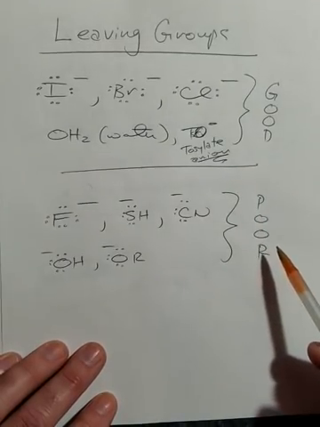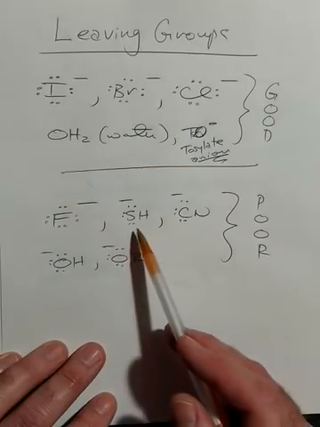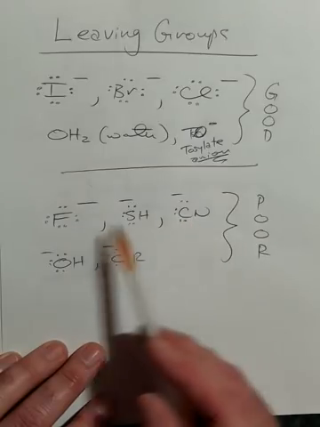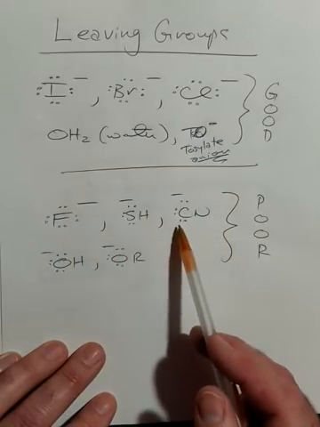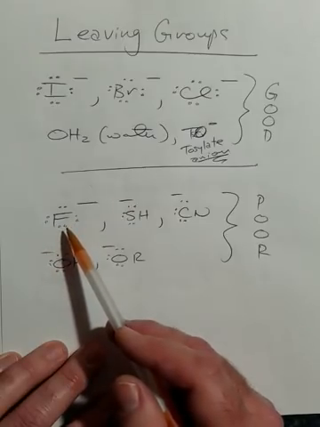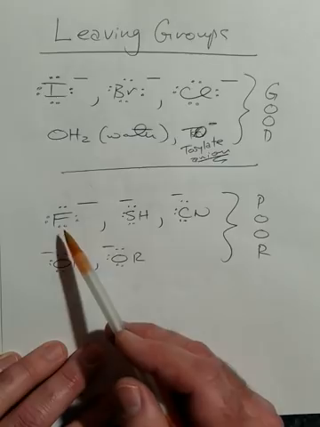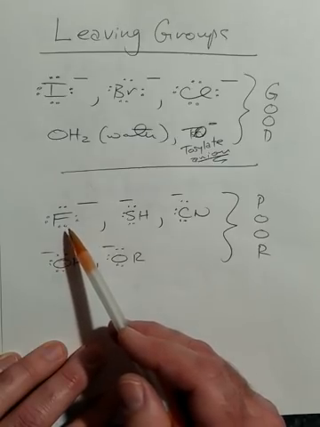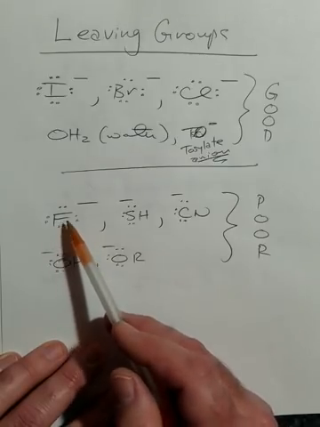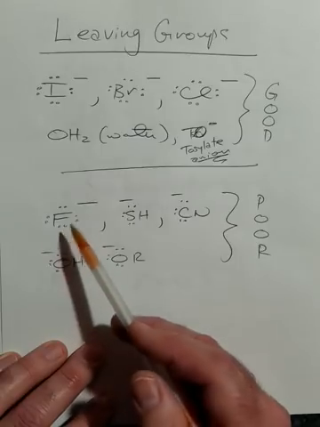There are also some poor leaving groups, the fluoride anion, the thiolate anion, and the cyanide anion, all examples of poor leaving groups. Notice that fluoride is the only halogen that's a poor leaving group, and that has everything to do with the strength of the carbon-fluorine bond. It's such a strong bond, it's so hard to break that fluoride anion becomes a poor leaving group.